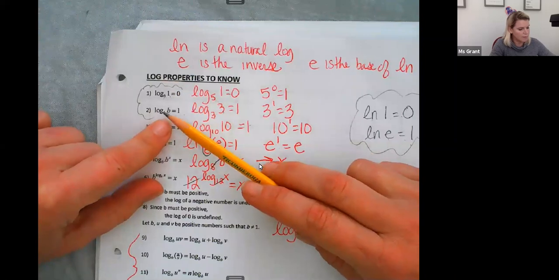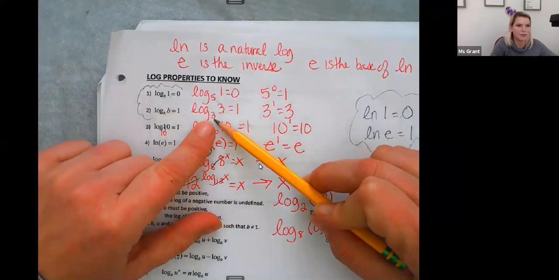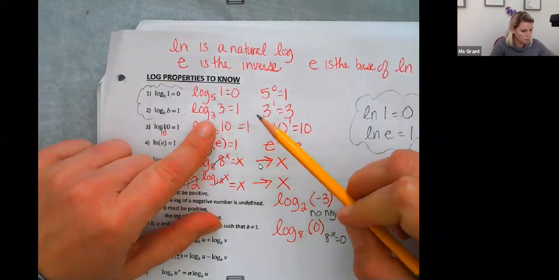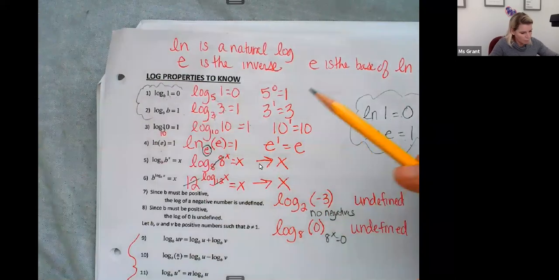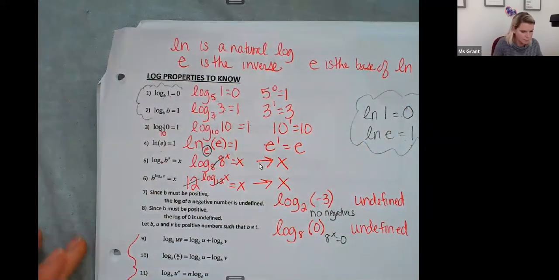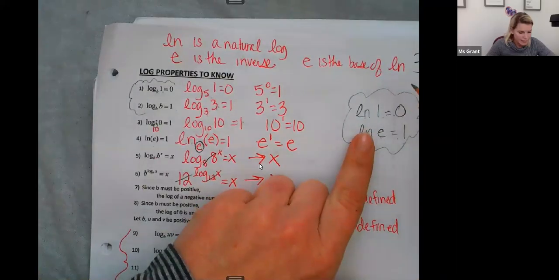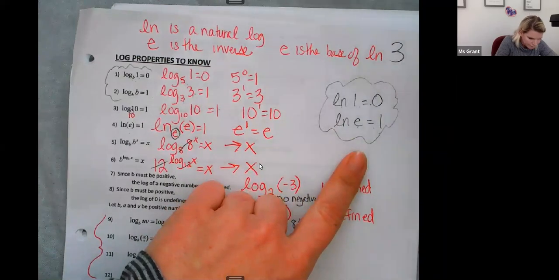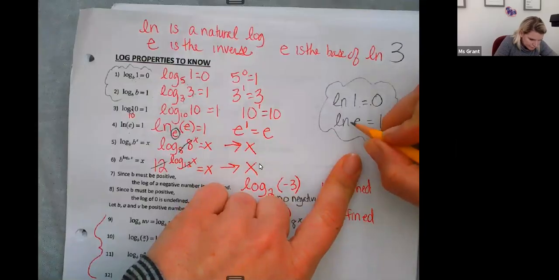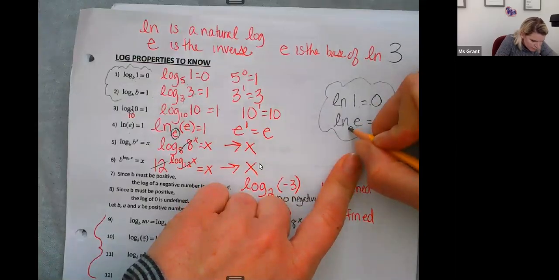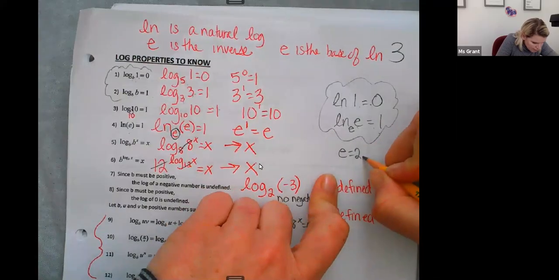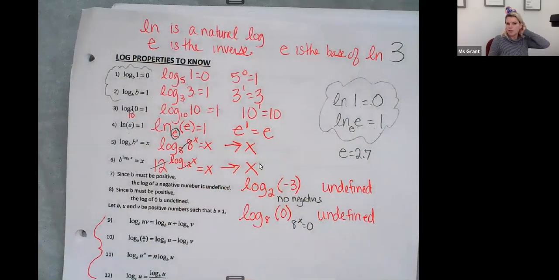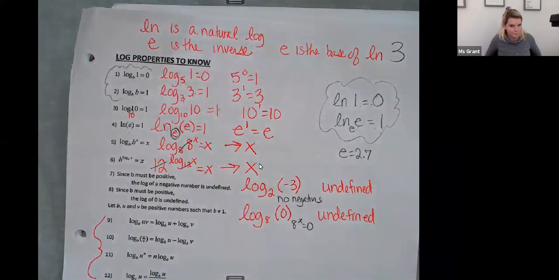Also, we're going to use this: when the base and the number match up, log base b of b, log base 3 of 3 equals 1. So these two are really important for us to know today, as well as the natural log of 1 equals 0, ln of 1, and ln of e. Remember how ln always has an e as a base? e equals 2.7, remember?